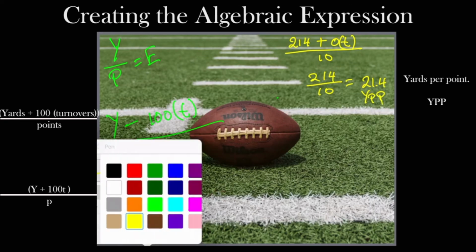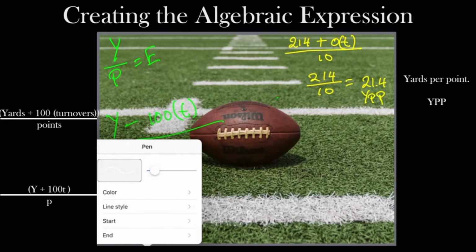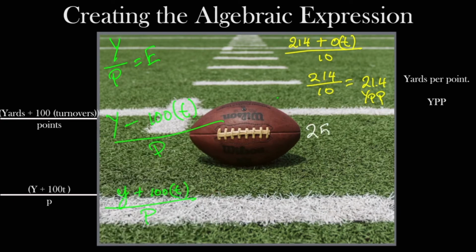Chicago, on the other hand, had 254 yards plus 1 turnover. They had an interception. Sorry, that's 100t, which was 1. And they scored 3 points. So they ended up with 354 yards divided by 3, which gave them an efficiency rating of 118 yards per point.